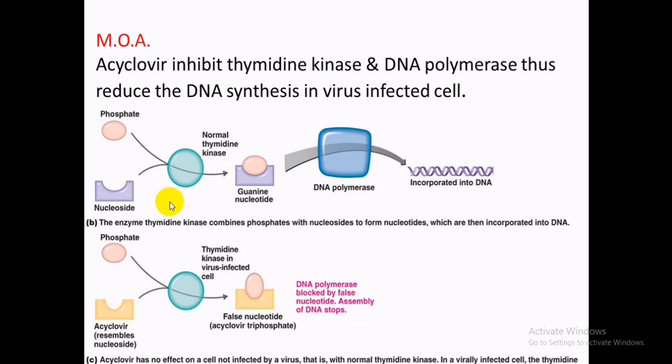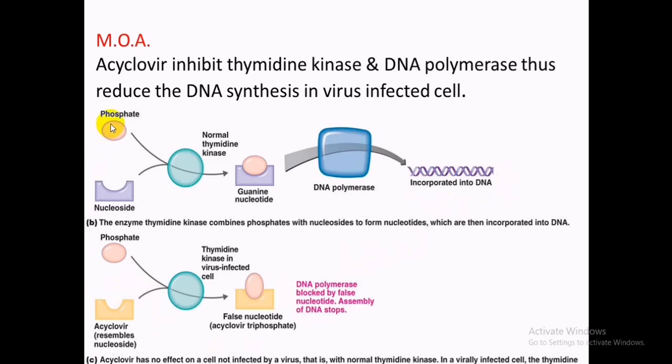Mechanism of action, such as acyclovir. In a normal nucleoside, activation by phosphate group through thymidine kinase gives a guanine nucleotide, which then enters or, through DNA polymerase, is incorporated into DNA for DNA polymer formation.